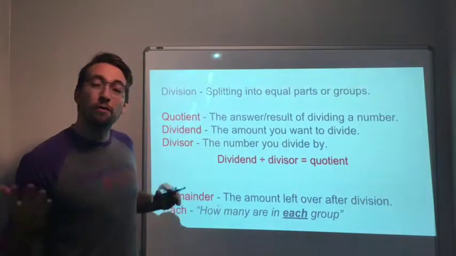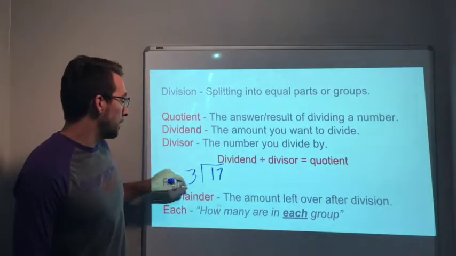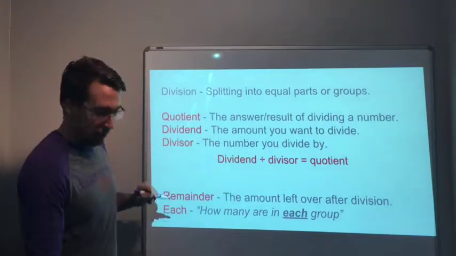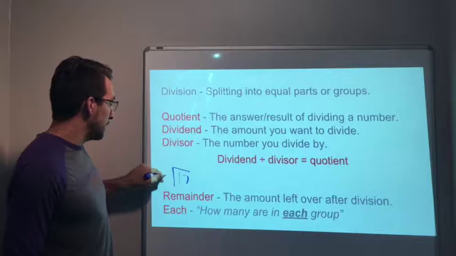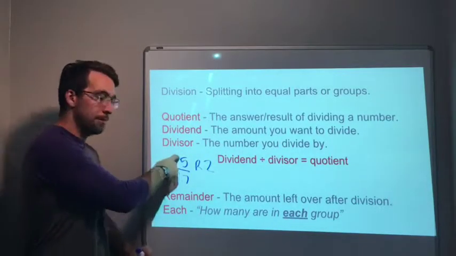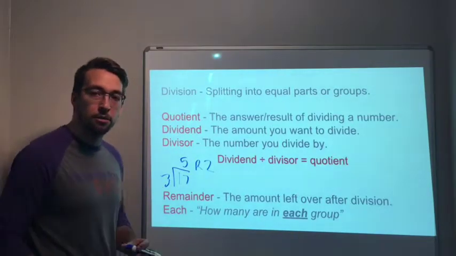The remainder is whatever you have left over. So let's say 17 divided by 3 is 5. I'm going to lower this. 17 divided by 3 is 5, remainder 2. 3 times 5 is 15. 15 is 2 less than 17, so the remainder is 2.